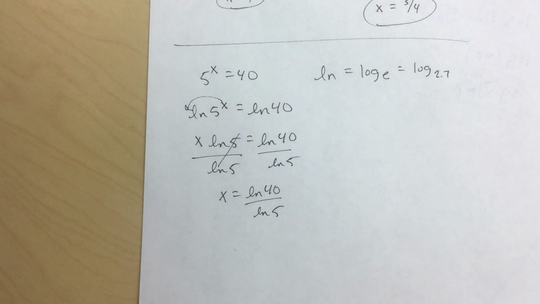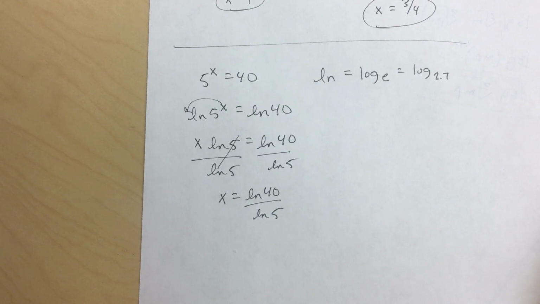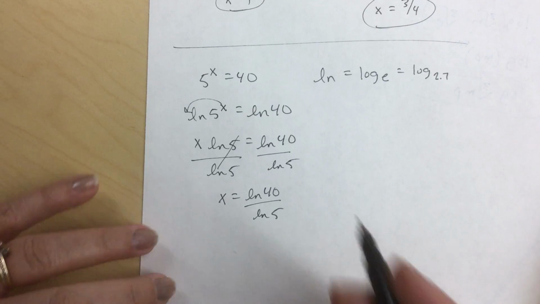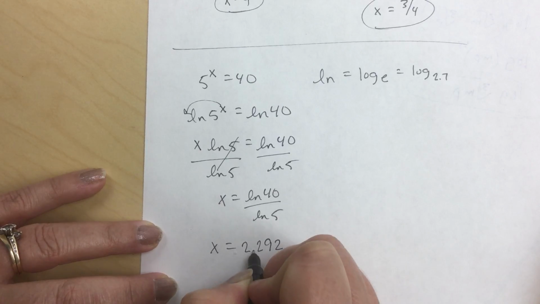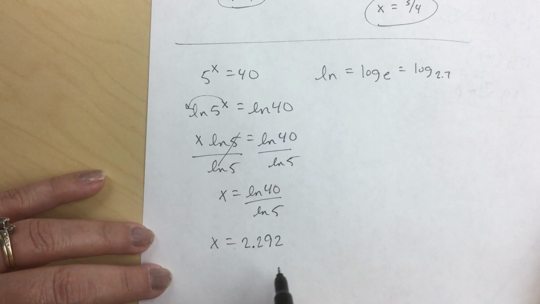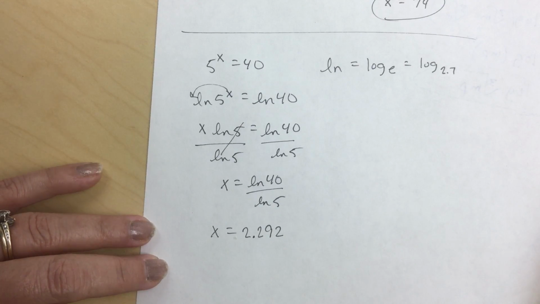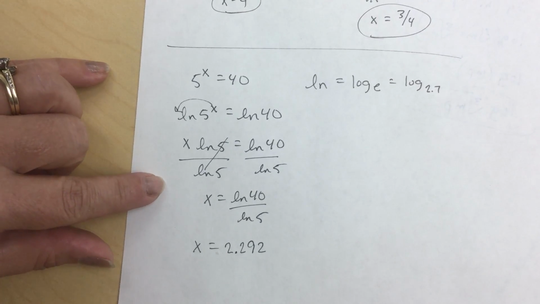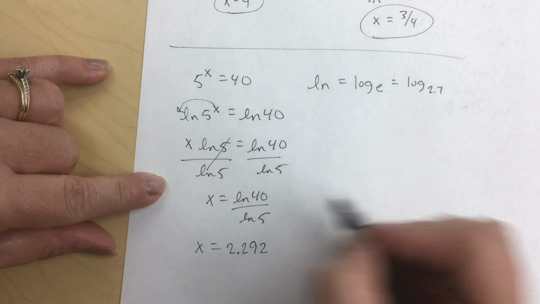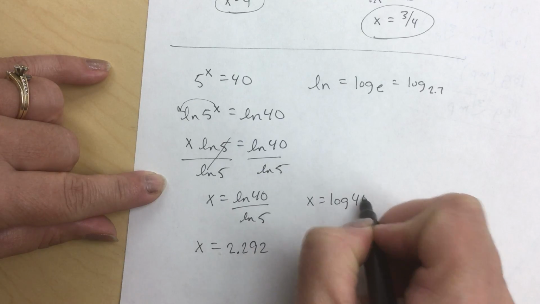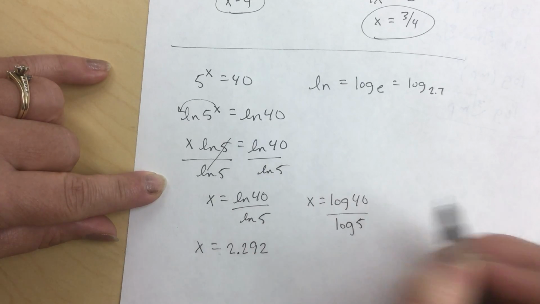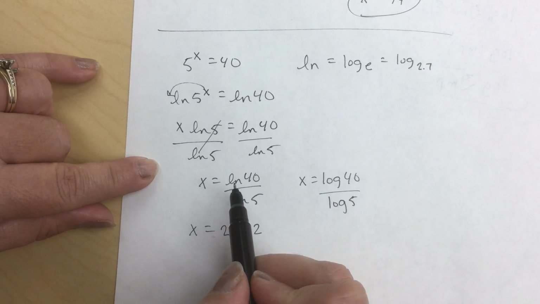So then you're going to go ahead and get your calculator and type in ln of 40 and hit equals, and then divided by ln of 5, and you get that x is equal to 2.292. Now these decimal points are important, so I always leave 3 decimal places. Okay. Now, if a person would have done this with logs, you would get the same answer. Okay, so if you would have done it with logarithms instead of ln, you would have ended up with the log of 40 divided by the log of 5.